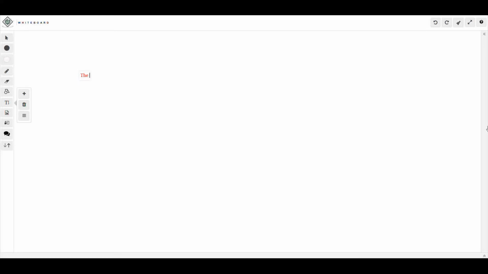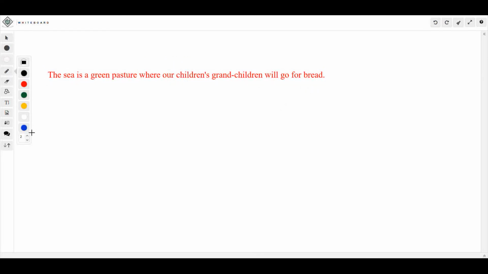Okay, so the sea, I have this in front of me, is a green pasture where our children's grandchildren will go for bread. Okay. So I'm going to make this a hair bit bigger. Then we're going to mark the sentence because to me it's just so much easier when you mark the sentence. Okay.